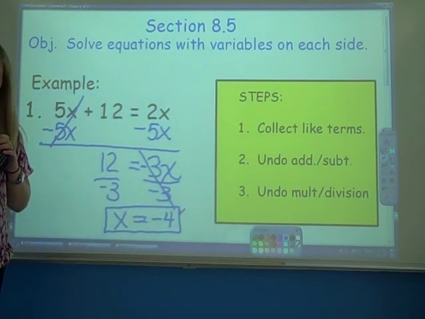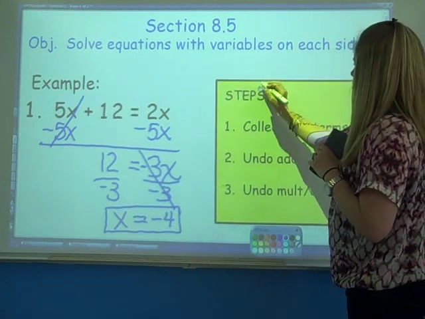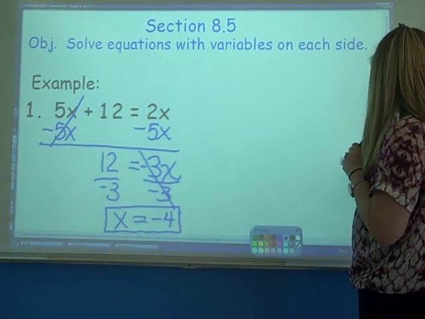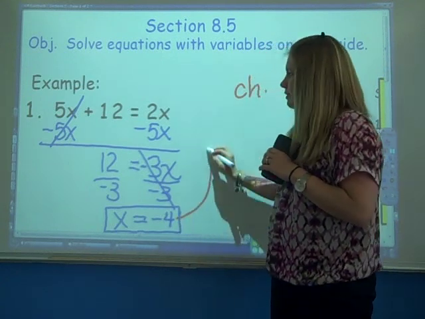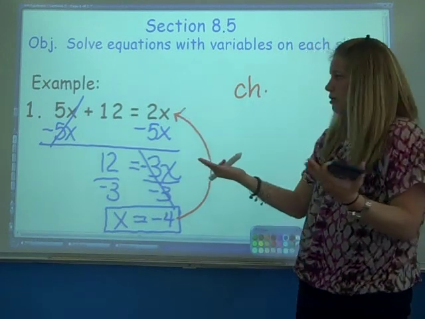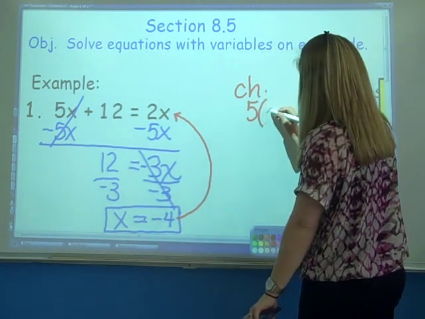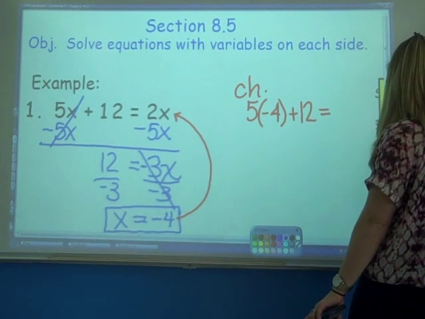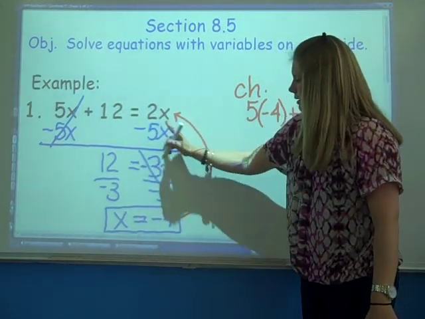Okay, now, checking this kind of a problem. This is when the checks really become a little bit more to do with them, and it'll really show you if you're getting it right. To do this check, you're going to take every x that you see and plug it into the original equation. Now you're going to be solving things on both sides of the equal sign. We have 5 times, instead of x, we're going to write negative 4 plus 12 equals 2 times negative 4.